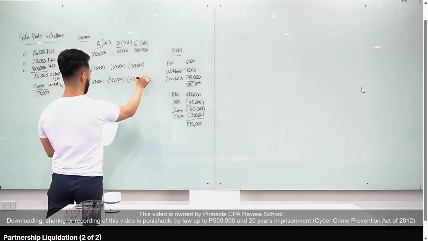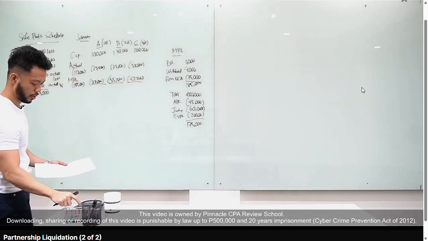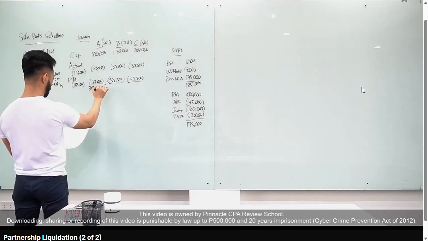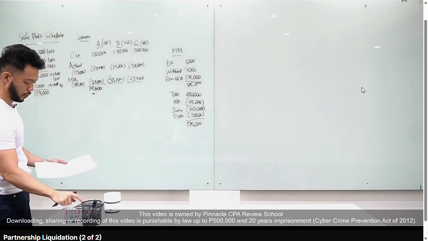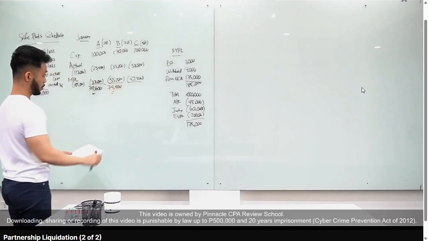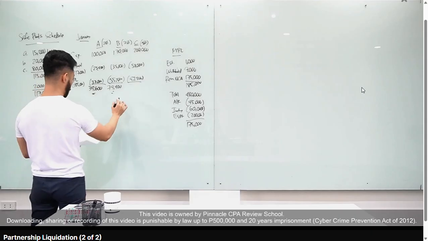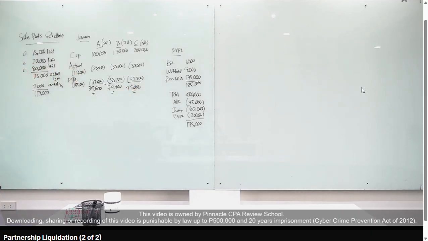Okay, 92,500. For the month of January, partner A receives 100,000 minus 23,400 minus 37,000. Partner A receives 39,600. Okay. Partner B receives 170 minus 35,100 minus 55,500, 79,400. And then partner C receives 200,000 minus 58,500 minus 92,500, 49,000. Ito yung first installment to the partners. Ayan. Yung sagot mo for the month of January.